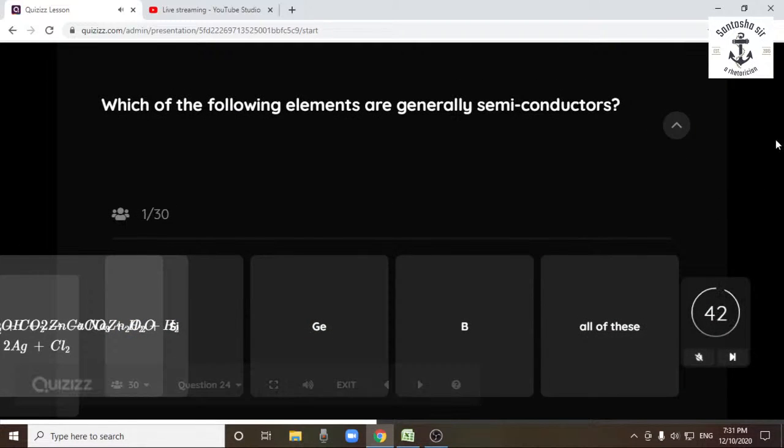Which of the following elements are generally semiconductors or semiconductors? 30 seconds more. 17 members already answered out of 30. 20 seconds more.